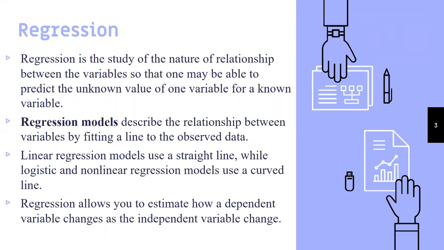Regression models describe the relationship between variables by fitting a line to the observed data. Linear regression models use a straight line, while logistic and non-linear regression models use a curved line. Regression allows you to estimate how the dependent variable changes as the independent variable changes.